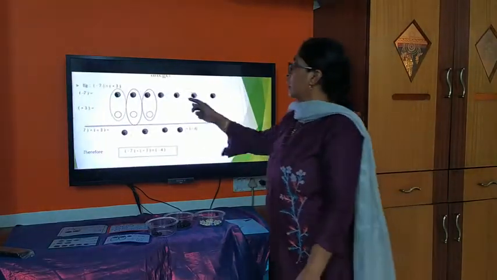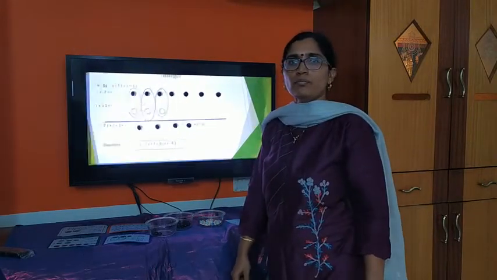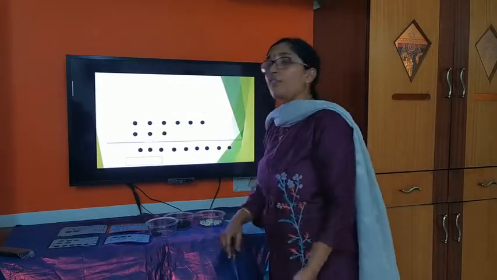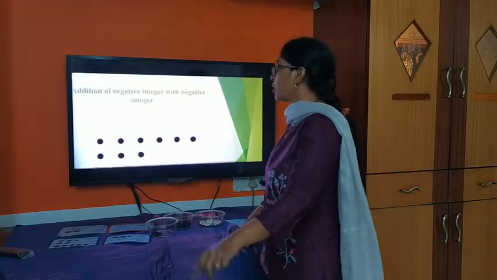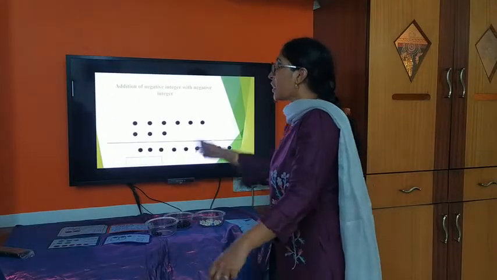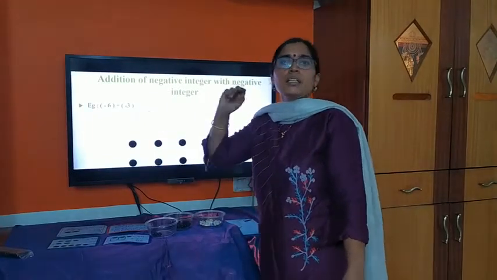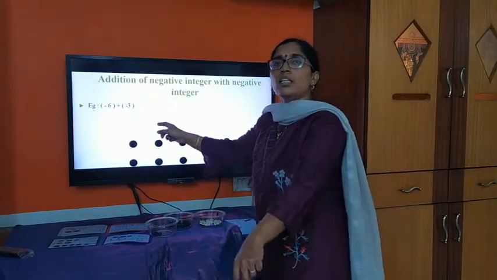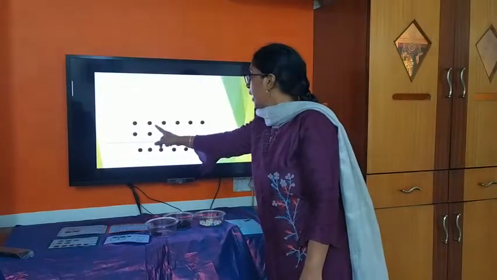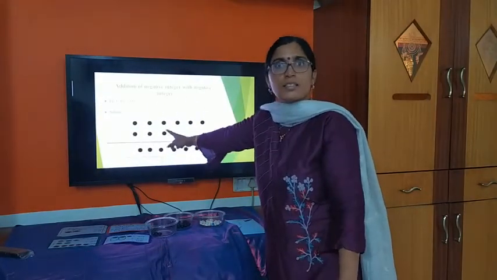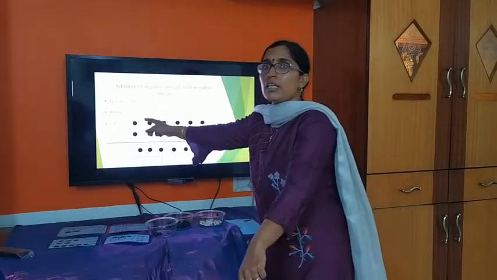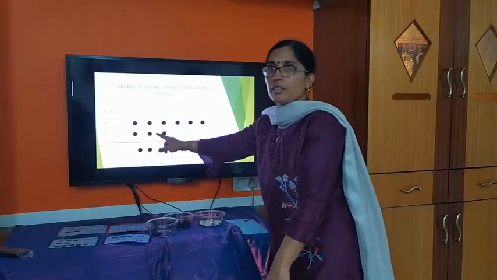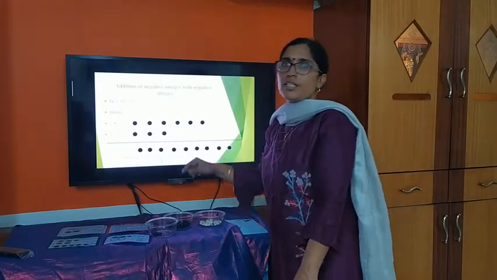Understood, children? Now what is the next one? The next combination is addition of a negative integer with a negative integer. What example have I taken here? Minus 6 plus minus 3. Here minus 6, minus means shaded circles. How many shaded circles? 6. Now minus 3, minus means shaded. How many? 3 shaded circles.